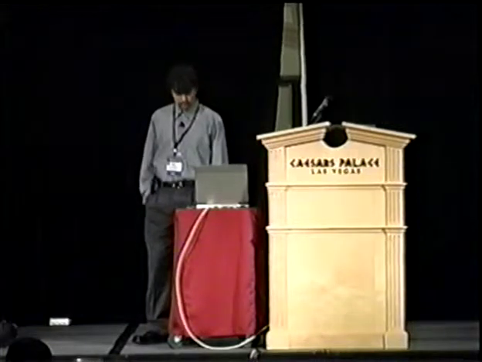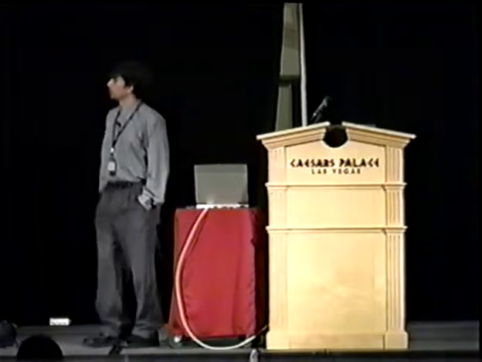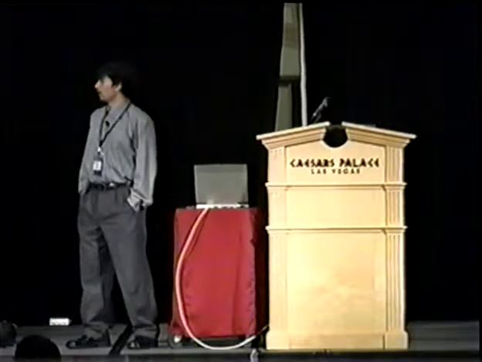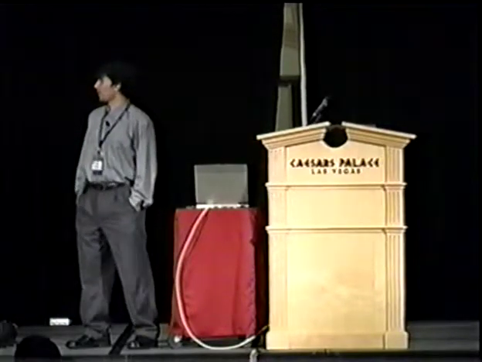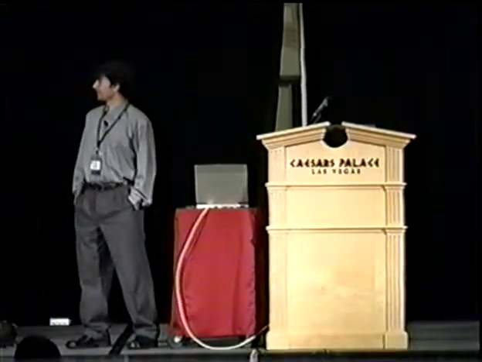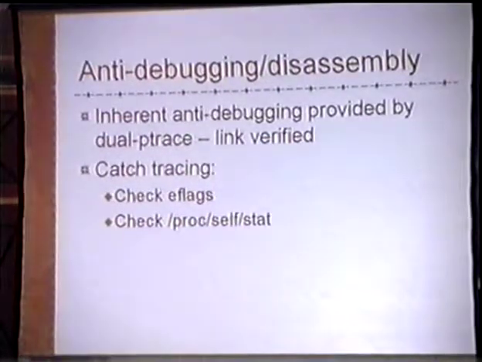Another part of Shiva is anti-debugging or disassembly, and it's a pretty important part of Shiva. If it was easy to debug it, it would be easy to figure out what it did. And I know I'm telling you what it does here, but still, we didn't want to make it too easy to debug or too easy to disassemble.